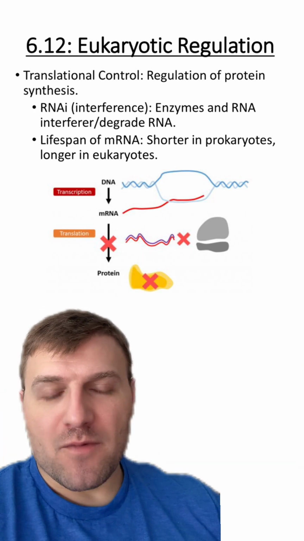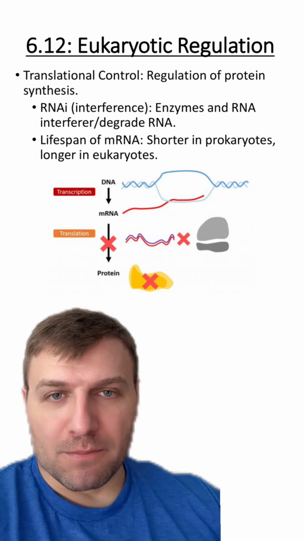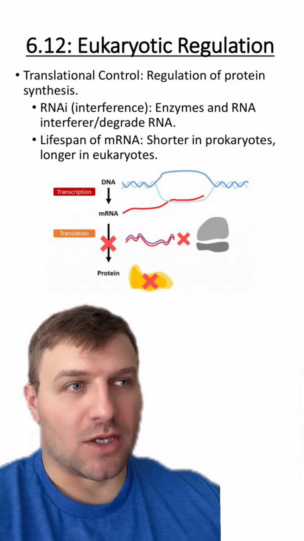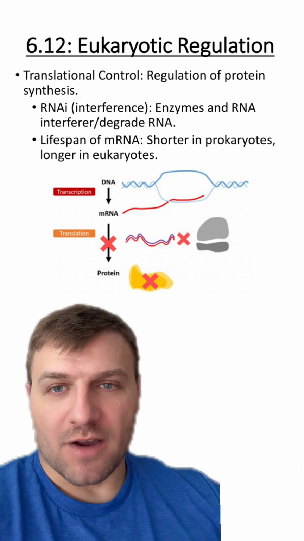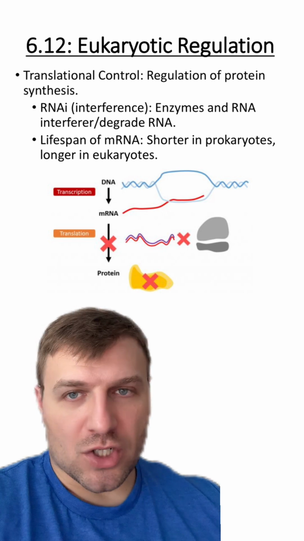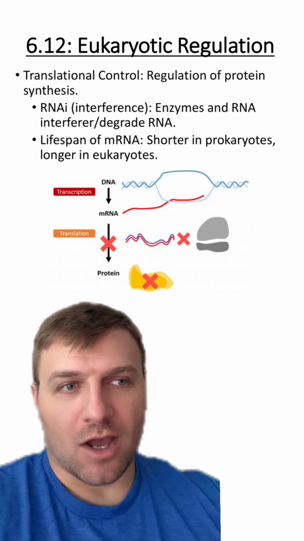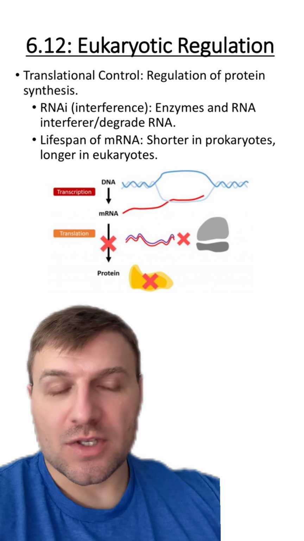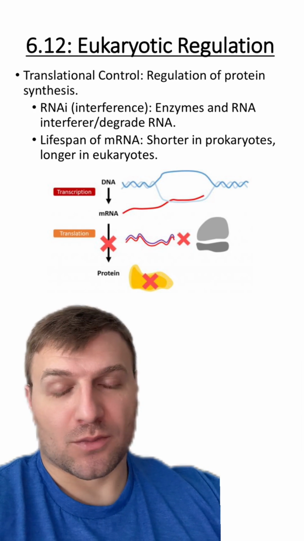The lifespan of mRNA is also important. It's going to be shorter in prokaryotes because they have a shorter lifespan and they have to quickly regulate their bodies to their environments, while it's a little bit longer in eukaryotes. But basically all we're trying to do here is regulate how much protein is being produced. If we regulate how much protein is being produced, the cell can be more efficient at using its resources.